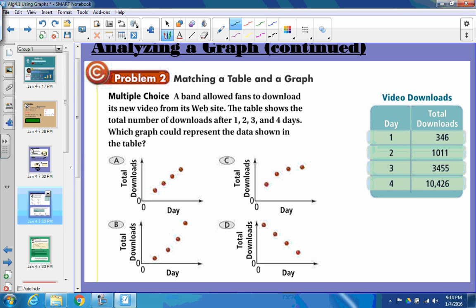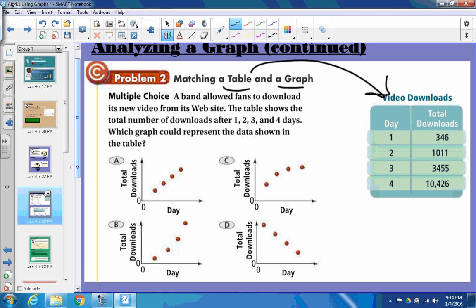So we're going to match a table with a graph. This time we have a table. We'll be dealing with lots of tables this chapter. So there's our table. It says a band allowed fans to download its new video from its website. The table shows the total number of downloads after 1, 2, 3, and 4 days. Which graph could represent the data shown in the table?